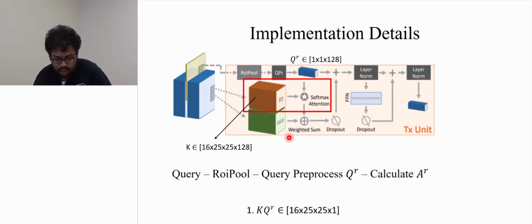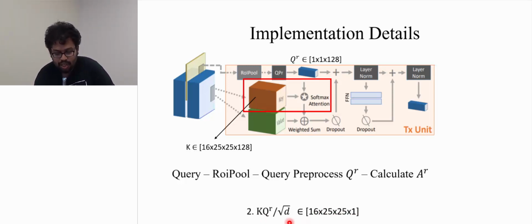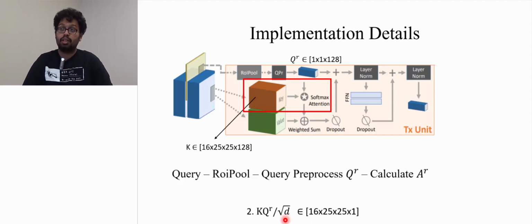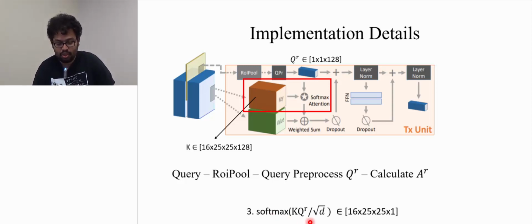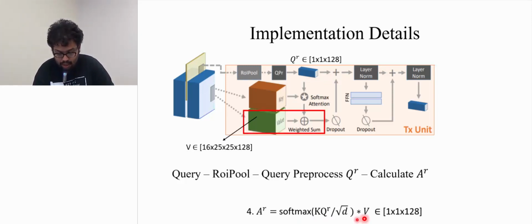So we do a multiplication, a dot product, basically a matrix multiplication, which results in a 16 cross 25 cross 25 cross 1 vector. We normalize it using the square root of d, where d is the number of dimensions, which is 128 here. We compute the softmax of this value in order to get the weights to calculate the attention, and then this is multiplied with the value feature vector here, which results in A of R, which is our attention features.